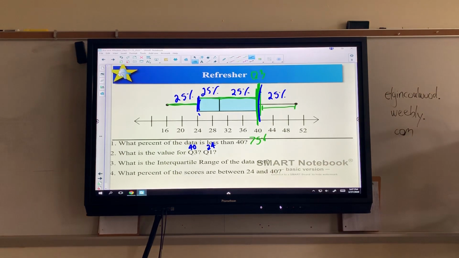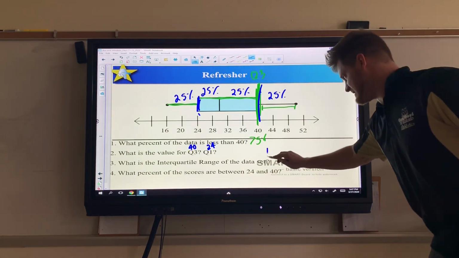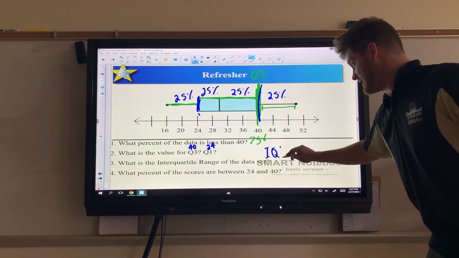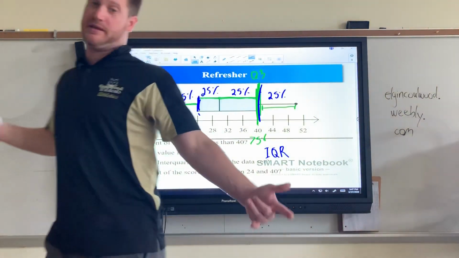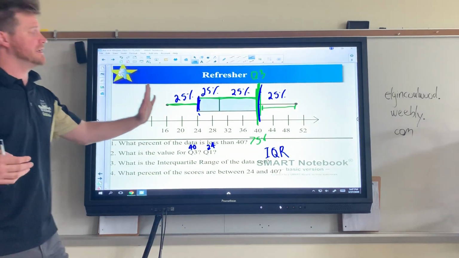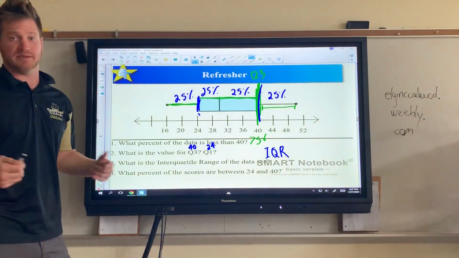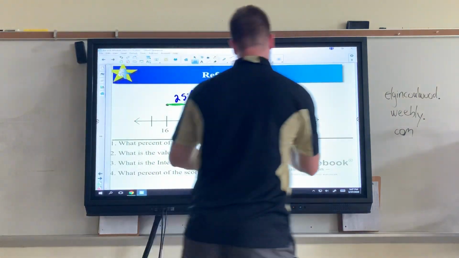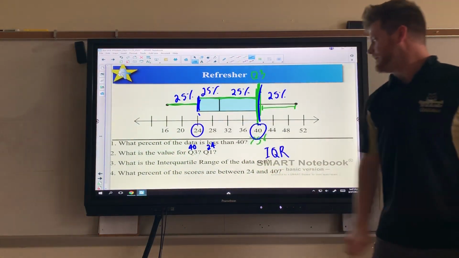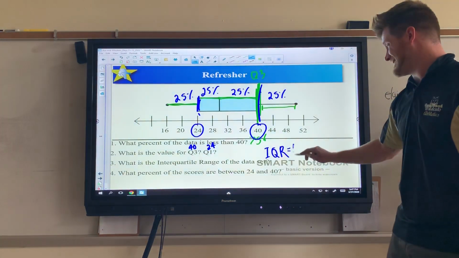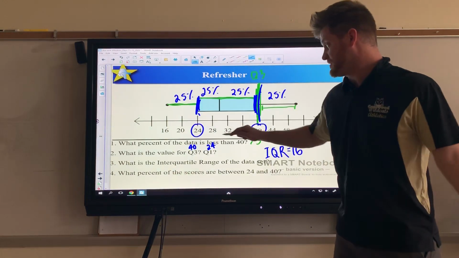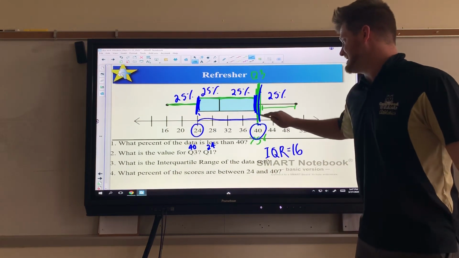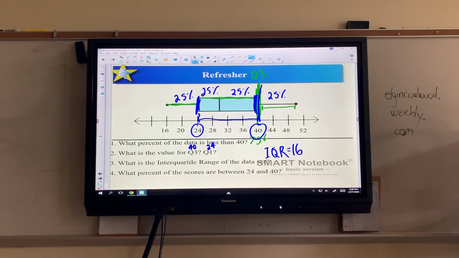Now, number 3 says, what is the interquartile range? We learned this from last lesson. Interquartile range can be abbreviated with IQR. And IQR is asking the length of the box, how far Q1 is from Q3. You can just solve this by doing Q3 minus Q1. Q3 is 40, Q1 is 24, 40 minus 24 is 16. So the interquartile range is just 16. So you can say, how far is Q1 from Q3? 16 units.